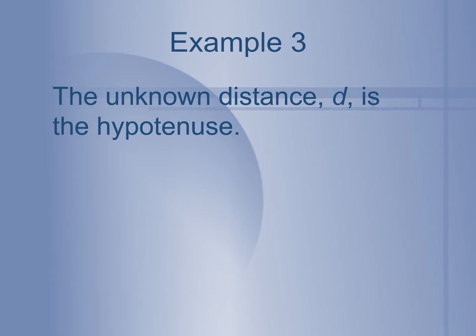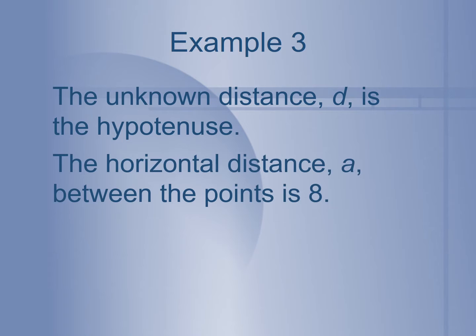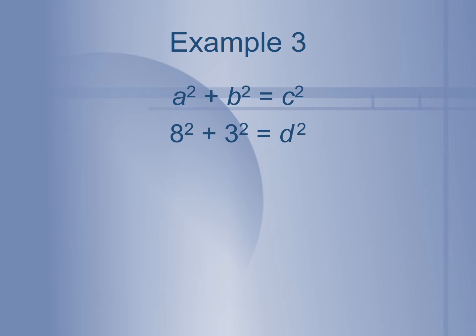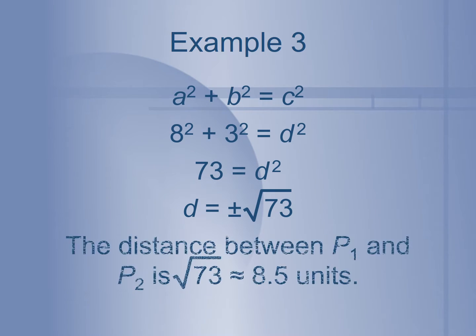Alright, so if we are looking for the distance between 2 points, we can let that be the hypotenuse, and then the horizontal distance will be a. So in example 3, let's say that we know that the horizontal distance is 8 and the vertical distance is 3. We can use our Pythagorean theorem, which means 8 squared plus 3 squared equals d squared. Remember, d is the distance. So 73 is equal to d squared, which means d is equal to plus or minus the square root of 73. Since it's a distance, though, you can't have a negative distance. So the distance would be the square root of 73, or approximately 8.5.